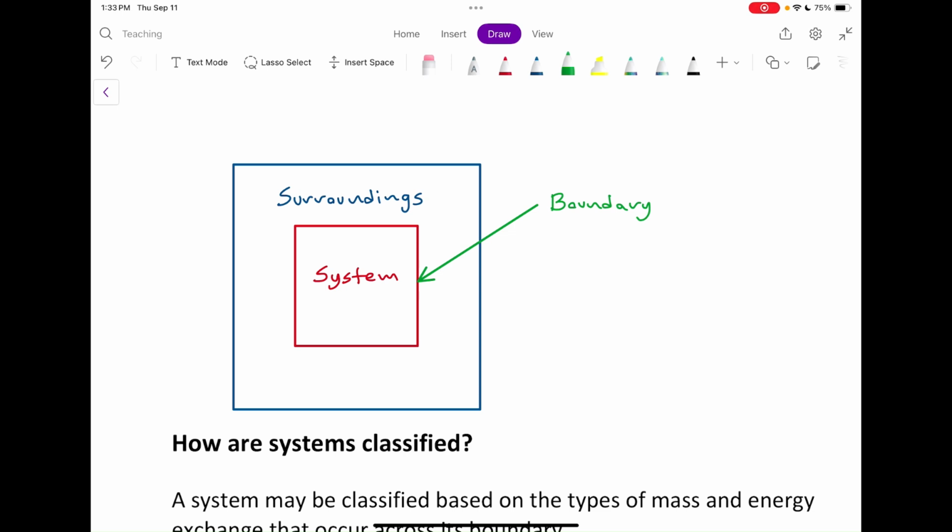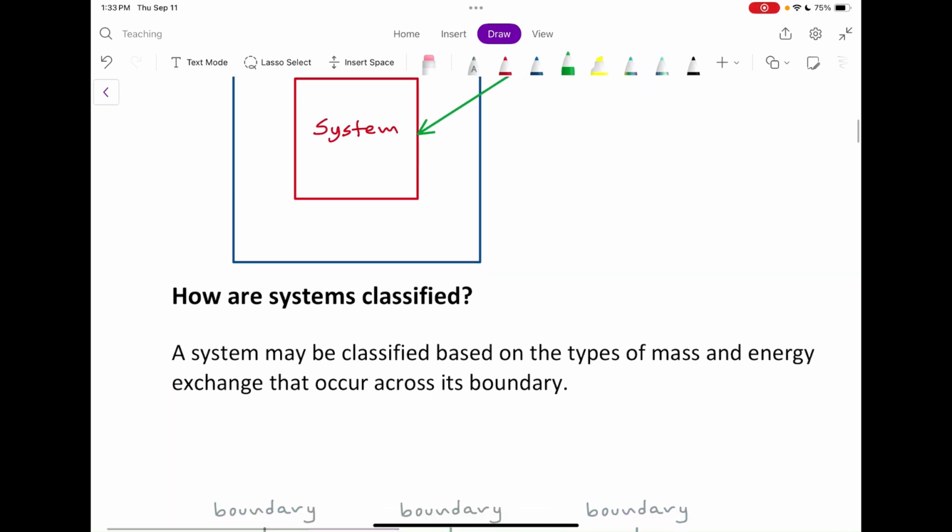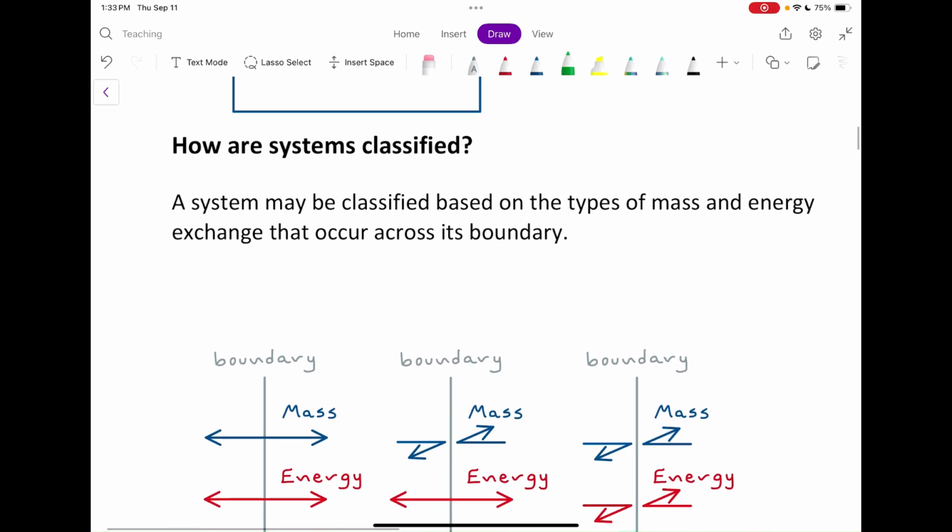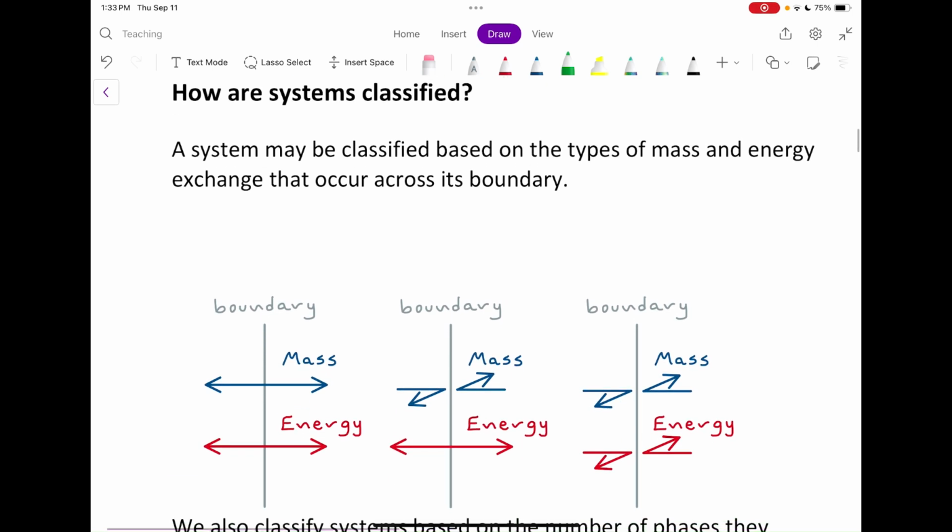And as you can imagine, we're going to encounter many different types of systems. So we have to have a way to classify these systems. And one way in which we do that is we look at the types of mass and energy exchange that occur across the system boundary. So the example we have on the left here is where mass can cross the boundary and energy can also cross the boundary. So this would be an open system.